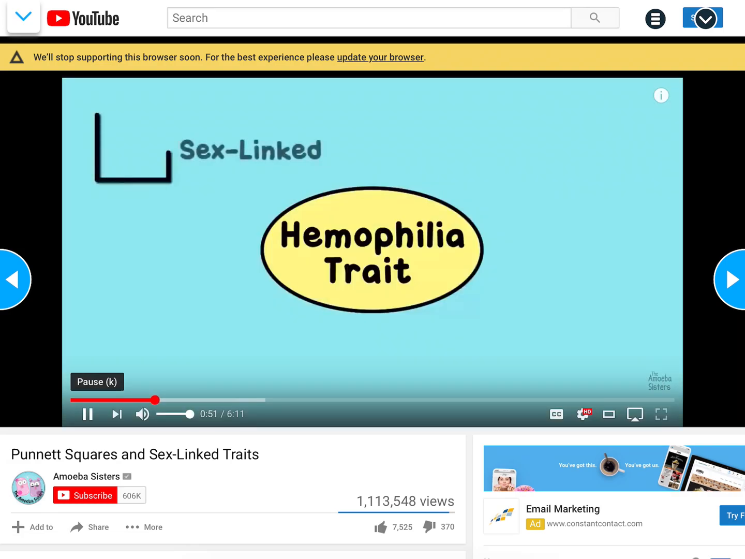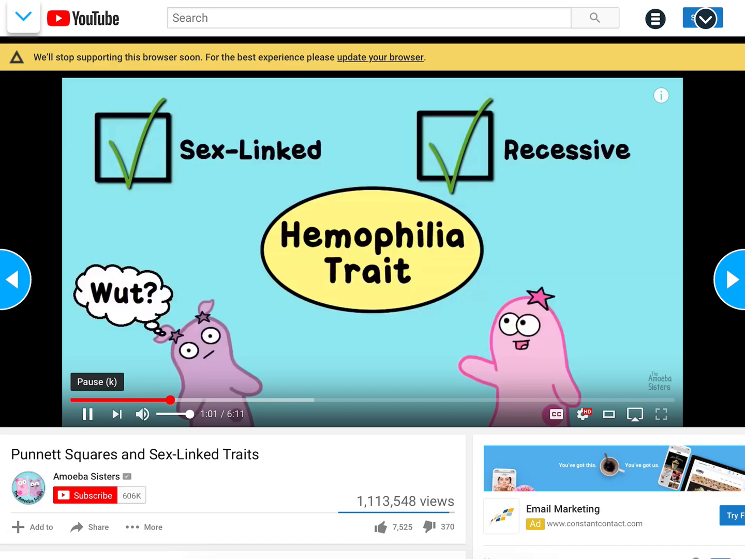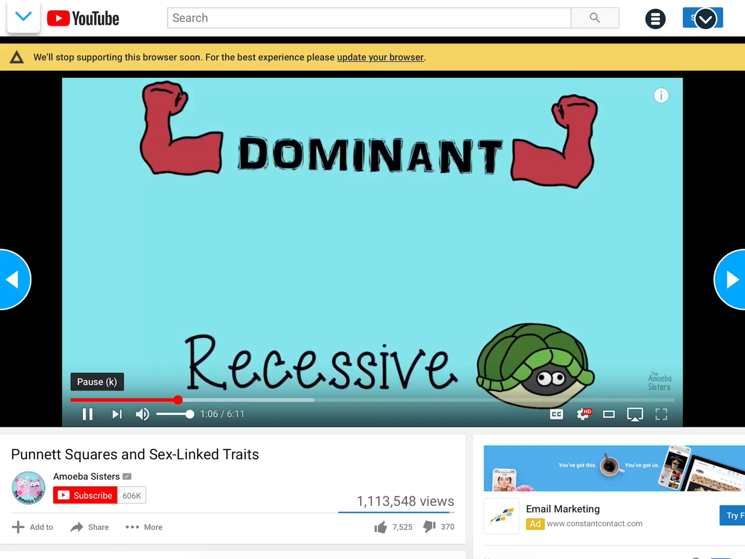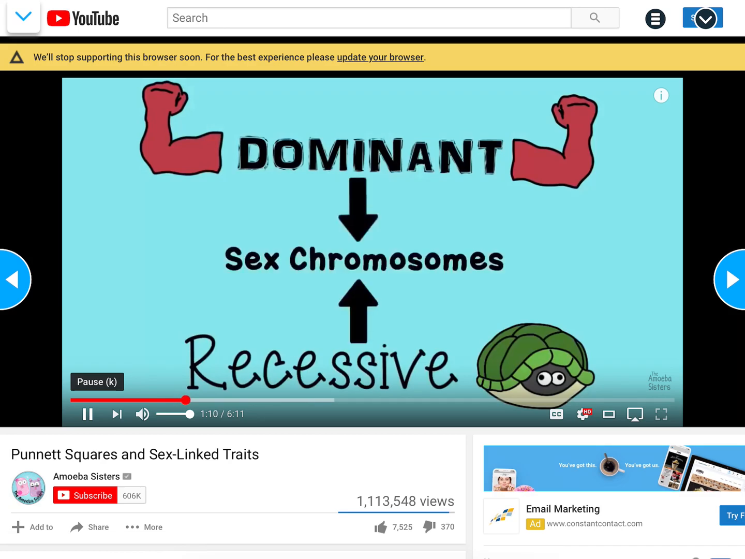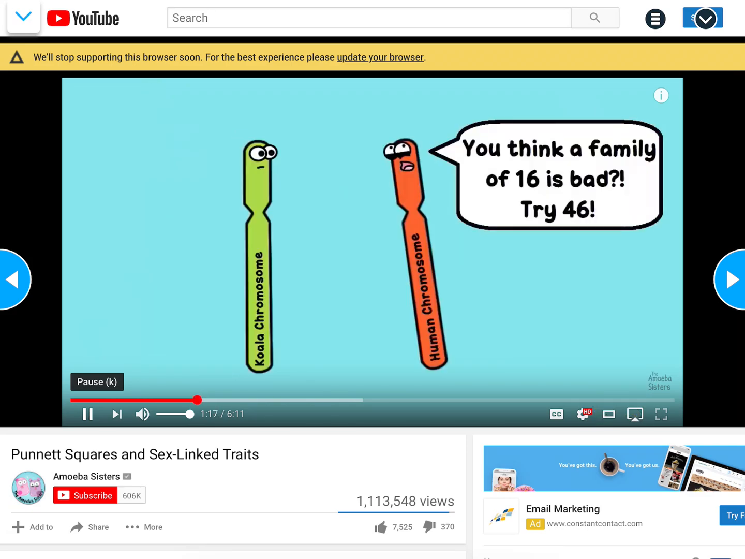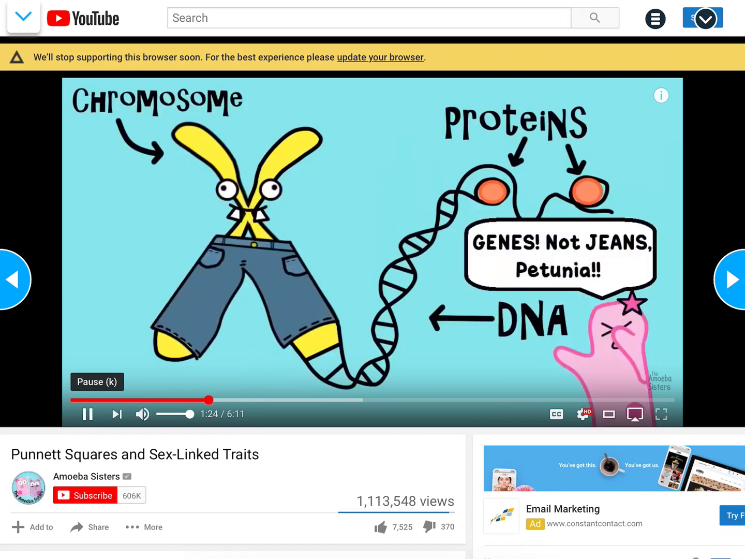Hemophilia is a sex-linked recessive trait, which means it's different from the basic Mendelian genetic problems. What do I mean by that? Well, we still use the terms dominant and recessive for alleles, but this time, because it's sex-linked, the alleles are on sex chromosomes. This is the case with sex-linked traits. So what is a sex chromosome? Well, recall that humans have 46 chromosomes. Chromosomes are made up of DNA and protein, and they contain your genes.